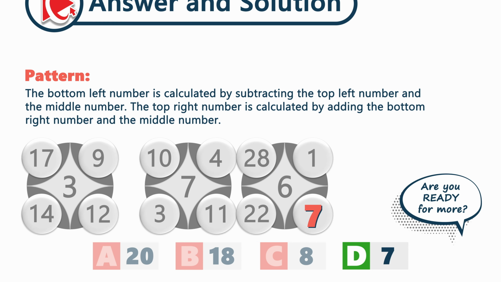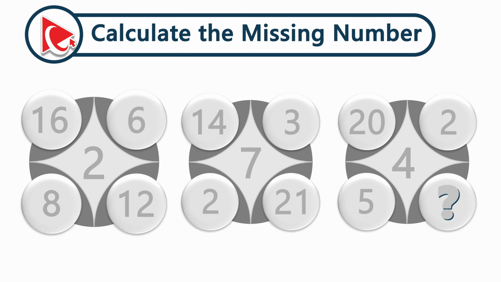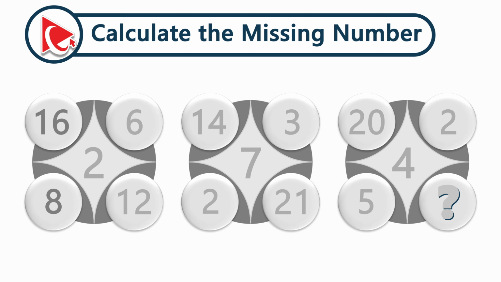But wait, are you ready to practice your skills? Try this question to see how you would do. You're presented with 3 shapes. First shape has numbers 8, 16, 6, and 12, and then number 2 in the middle. Second shape has number 7 in the middle, and then numbers 2, 14, 3, and 21. And then the third shape has number 4 in the middle, and then numbers 5, 20, 2, and then comes the missing number, which you need to calculate and select your answer out of 4 possible choices.